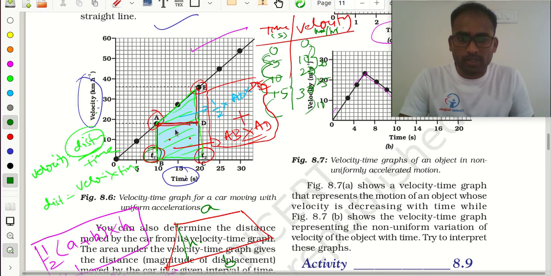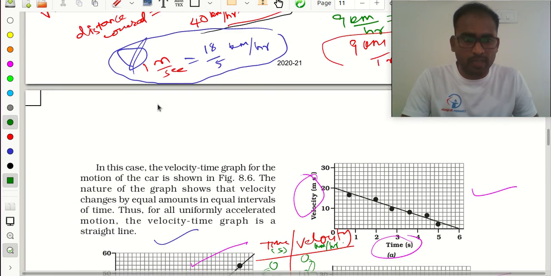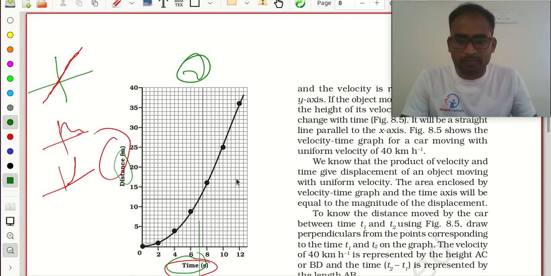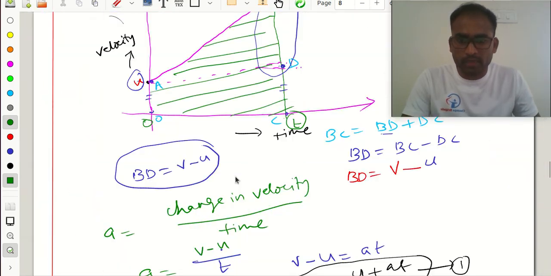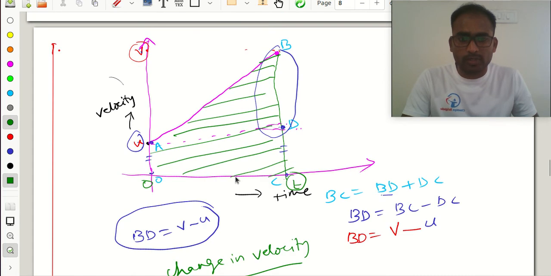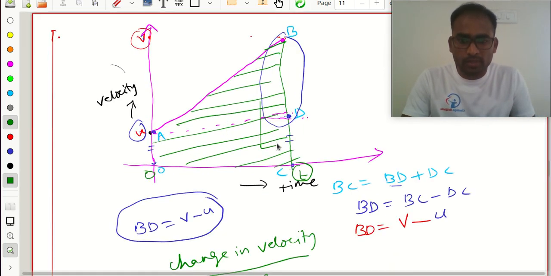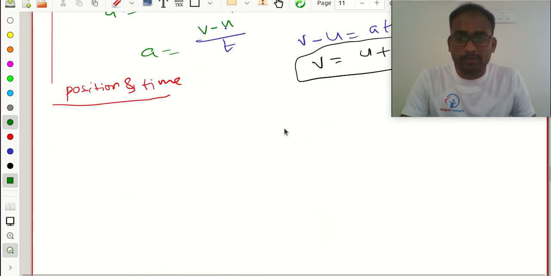How do we calculate the displacement here? Displacement is equal to velocity into time. Same here, displacement is equal to velocity into time. Clear? So that is what we are doing here. We are calculating the displacement. So we need to find the area of this trapezium. Okay, so how to find the area of a trapezium?